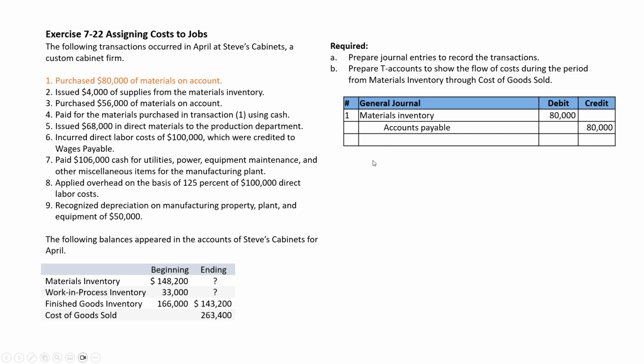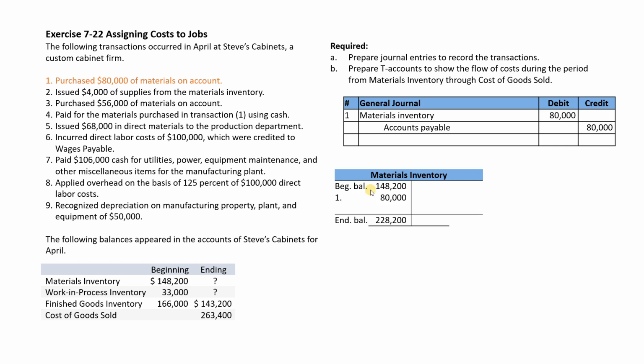Part B, again, asks us to record this and post this to the T account. So I'm going to do this quickly for just this journal entry so far. Materials inventory, why do I have a beginning balance? Because if I look at my table here, it says the materials inventory starts with 148,200. Why is it on the debit side? Because this is an asset. Then I'm going to post my debit on the left-hand side of 80,000. It brings the balance so far of materials inventory to 228,200.